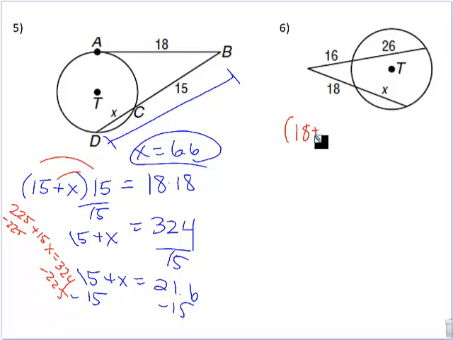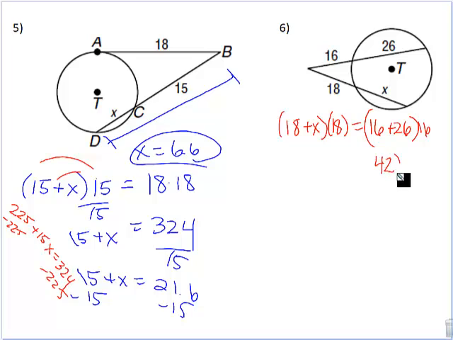Okay, so 18 plus x times 18, yep. 16 plus 26 times 16. Okay, so what's 16 plus 26? 42. So we have 42 times 16. What is that? 672. So now we have 672 equals 18 plus x times 18.